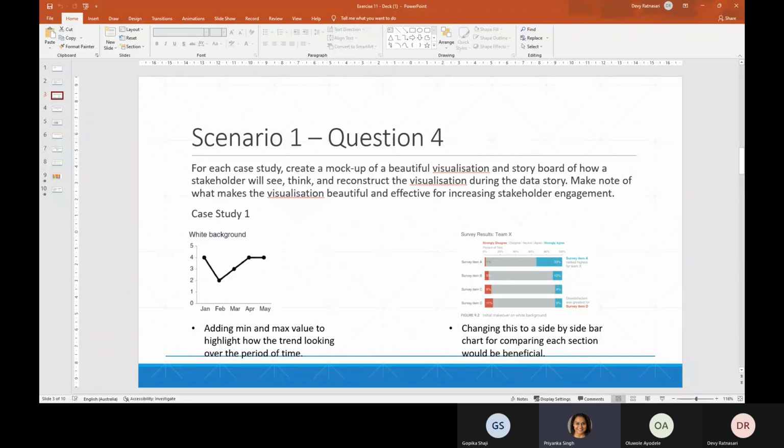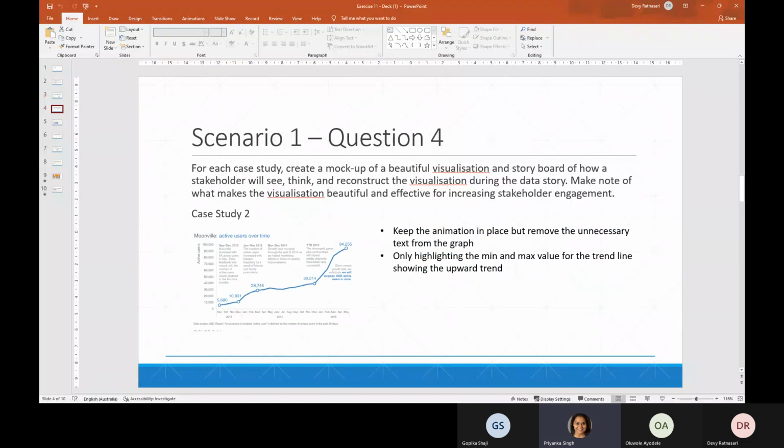For the second graph, comparison couldn't be made if I want to compare strongly disagree for item A, item B, item C, item D. I can't do that. So having a side by side chart for comparing each section with the other section would be beneficial.